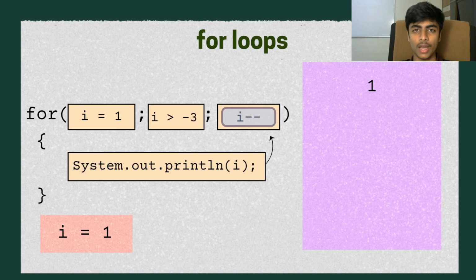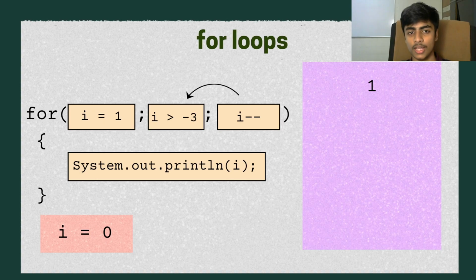Instead of writing I is equal to I minus 1, I'm using a decrement operator because it's much shorter and much easier to understand. I minus minus is going to decrease the value of I by 1. So it's going to decrease I to 0. And we're going to move back to the condition and check if the condition is still true.